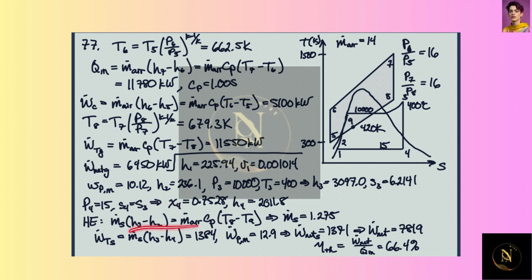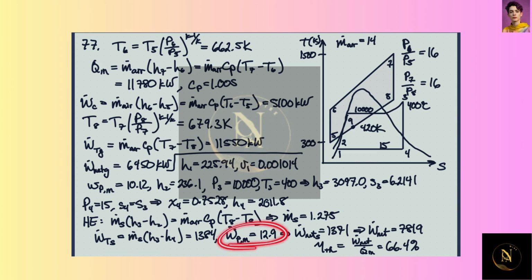So then we know everything in here except for m dot s, and so we can figure out that the mass flow rate of the steam is 1.275 kilograms per second. So quite a bit lower than the mass flow of the air. All right, so then we can figure out the work done by the steam turbine. It's the mass flow rate of the steam times the change in enthalpy over the turbine. And so we get about 1,384 kilowatts.